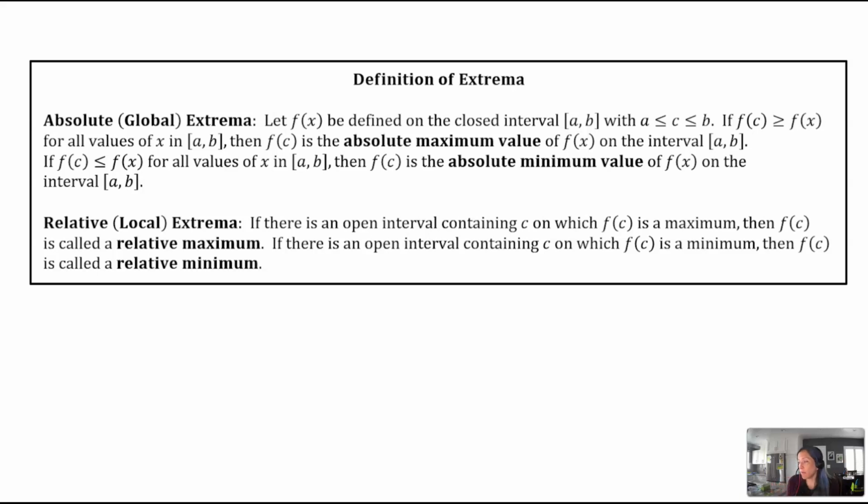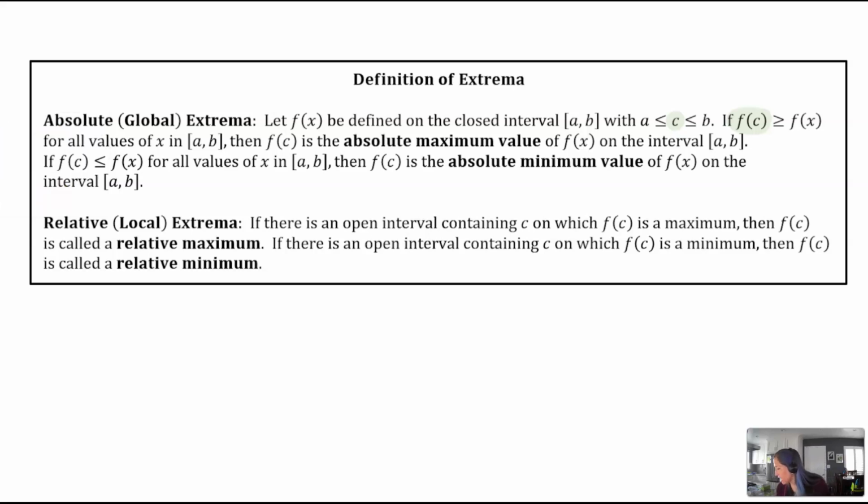If there is some value of c within that closed interval, right? So this is some value x can take. If f of c, the output when we plug in that c, is greater than f of x for all other x's on that interval, that is an absolute maximum. So we need a c on that interval, and if the output for that c is larger than the output for every other thing on that interval, that is an absolute maximum value or a global maximum.